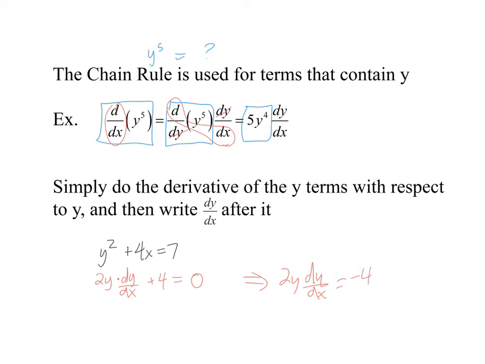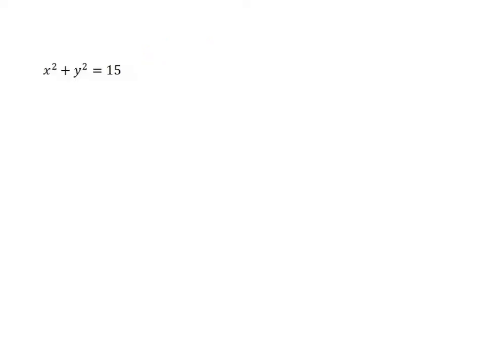So that'd be negative 4, and then we would divide by 2y, and that would be our final answer. So this one would be negative 4 over 2y. We could cancel out a 2, and that's it. So the derivatives are actually quite easy implicitly. You just have to be careful of the y terms. Make sure you multiply it by dy/dx, and then the rest.